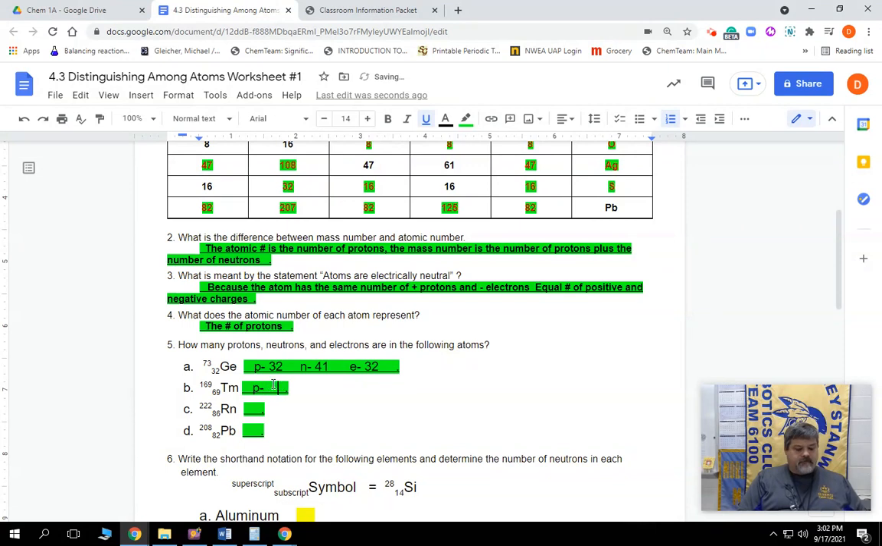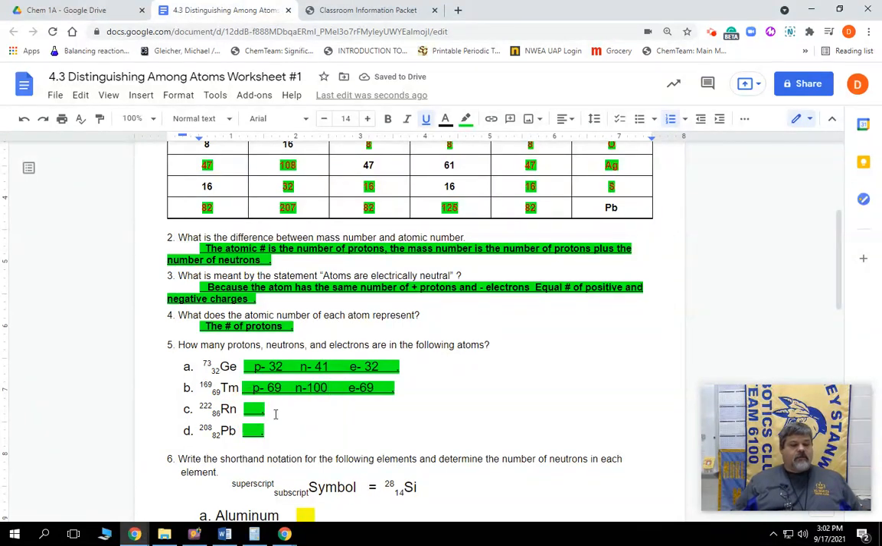P, N, E. So we can go ahead and put the number right there. And that looks like a 69 to me. And that means that's the same number of electrons. And then I have 169 minus 69. So that one's pretty simple. So we're going to have 100 right there.